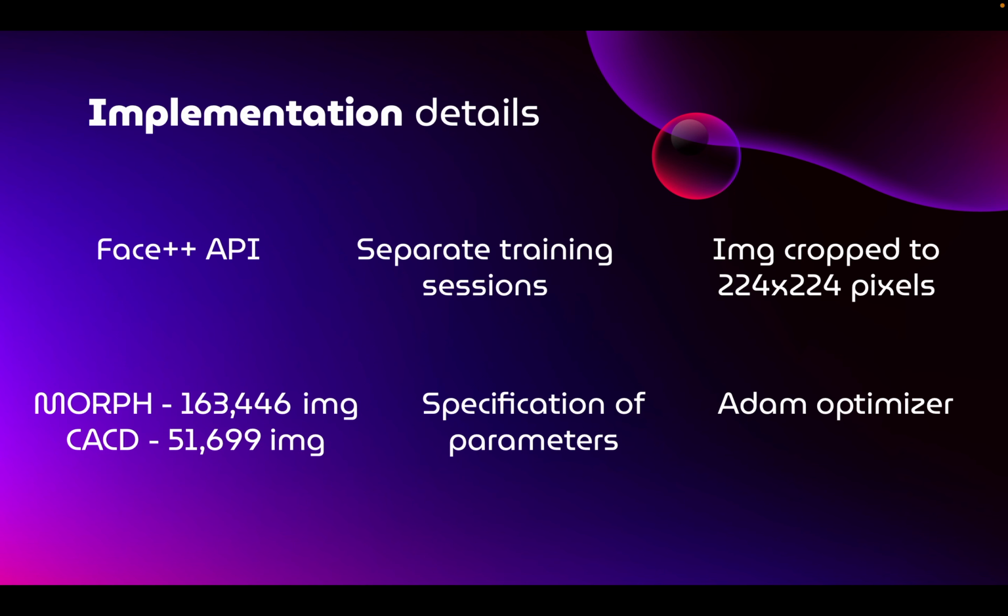They used 163,446 face images from MORPH and 51,699 face images from CACD. Those images were cropped to 224 by 224 pixels, and only one adult age group was considered. Then they did 3 separate training sessions for different target age groups, and they specified network architectures and trade-off parameters. Finally, training details included the Adam optimizer, a batch size of 8, and 50,000 iterations.